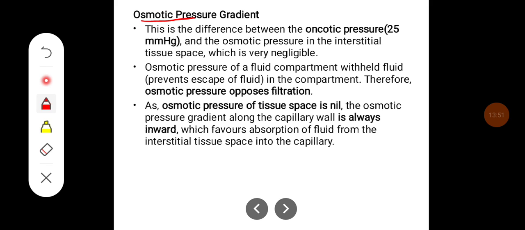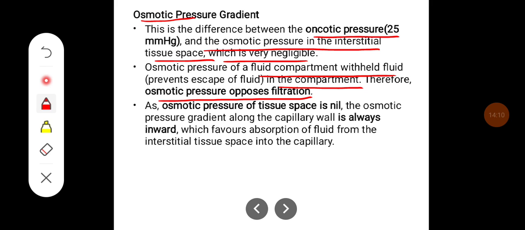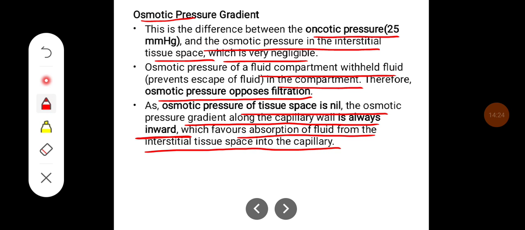Osmotic pressure gradient. This is the difference between the oncotic pressure and the osmotic pressure in the interstitial tissue space, which is very negligible. Osmotic pressure of the fluid compartment withholds fluid in the compartment, and therefore osmotic pressure opposes filtration. As the osmotic pressure in the tissue space is nil, the osmotic pressure gradient along the capillary wall is always inward, which favors the absorption of the fluid from the interstitial tissue space into the capillary.